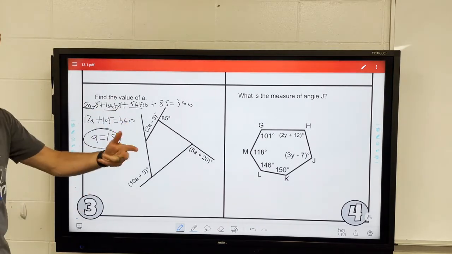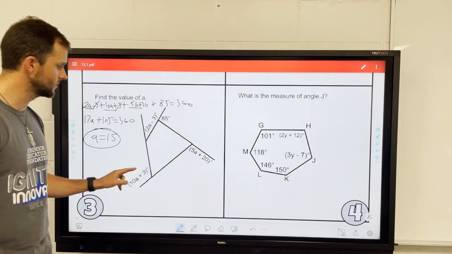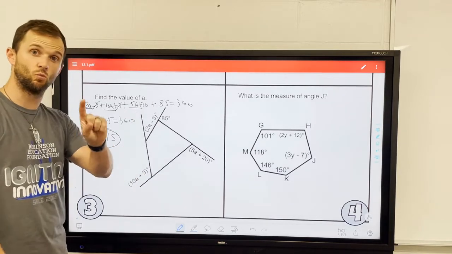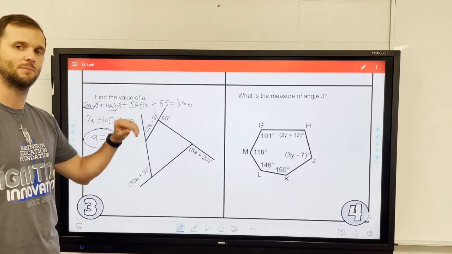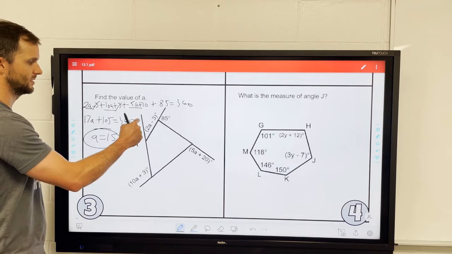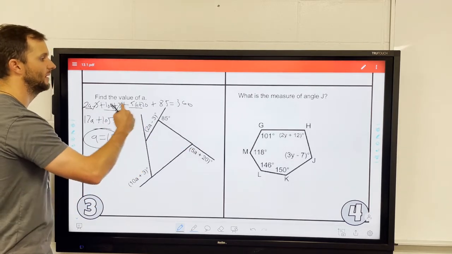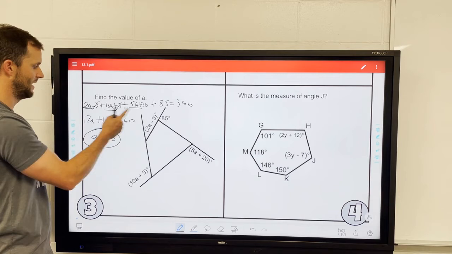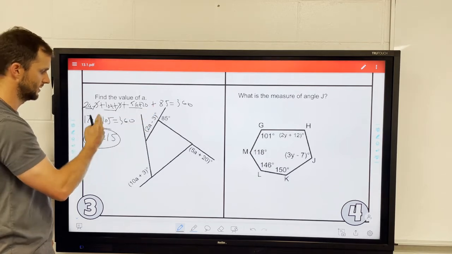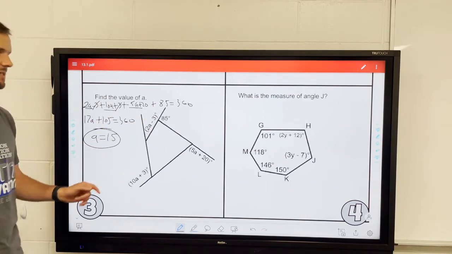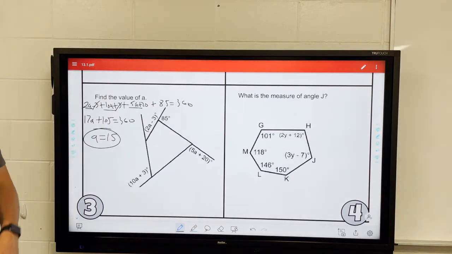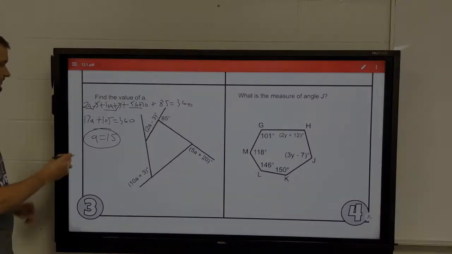Again, just to recap, all of these are exterior angles. All of the exterior angles, just one per interior angle, are going to add up to 360. So literally I took 1, 2, 3, 4 of those exterior angles, added them all up, and they equaled 360. So I combined like terms, subtracted 105, then divided by 17, which ended up giving me 15. Okay, let's jump over to our last example.